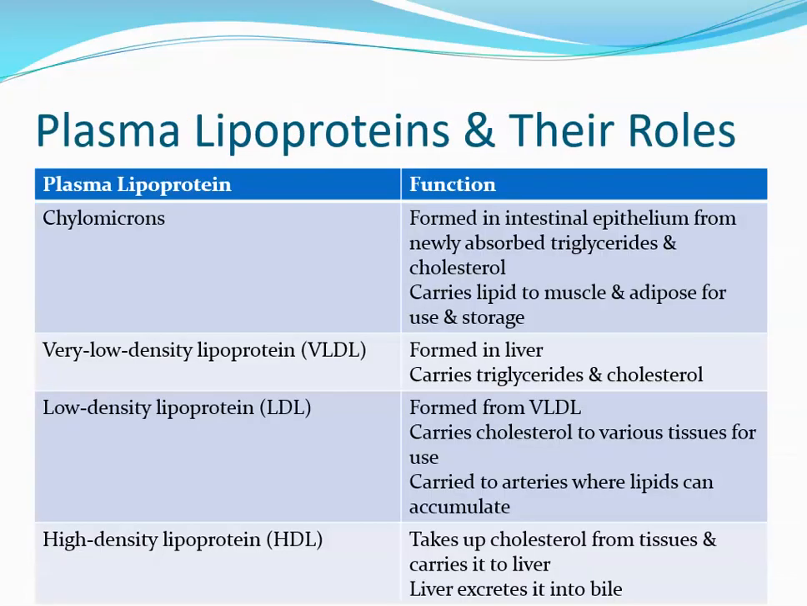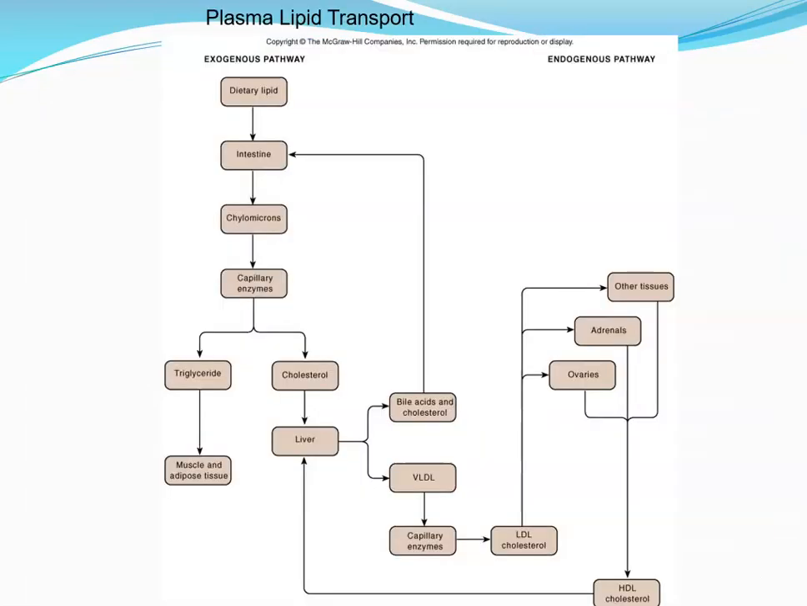This is just summarizing the various types of plasma lipoproteins. This flowchart is showing the normal pathways for plasma lipid transport in the body and how it is typically cleared out and managed.